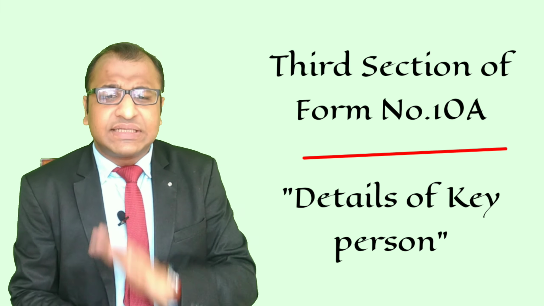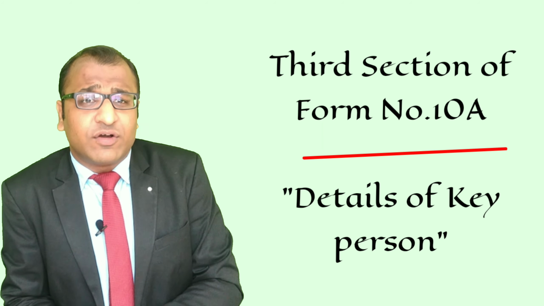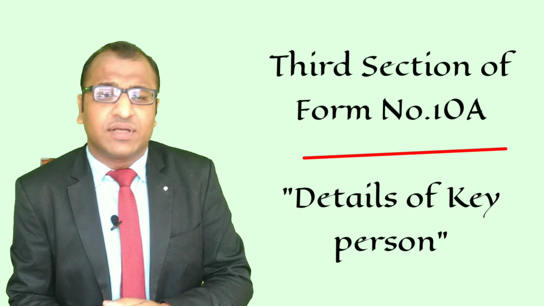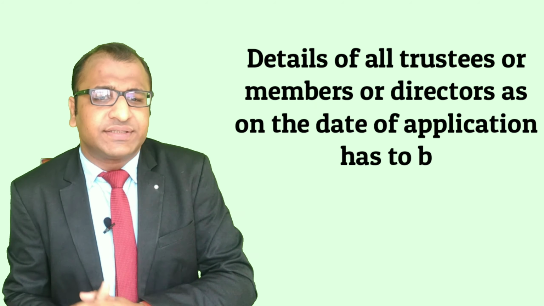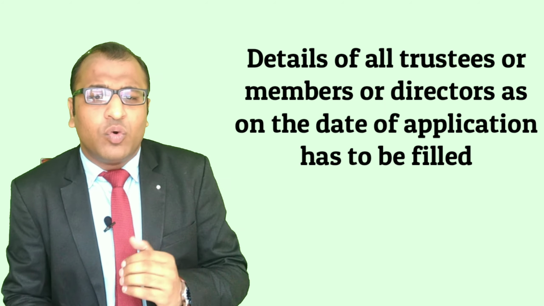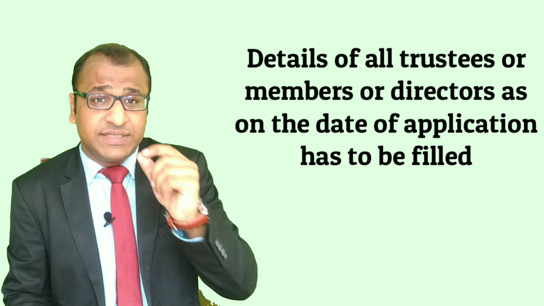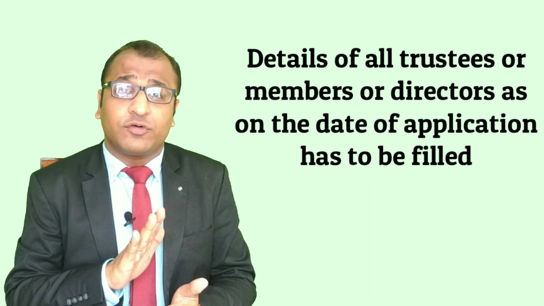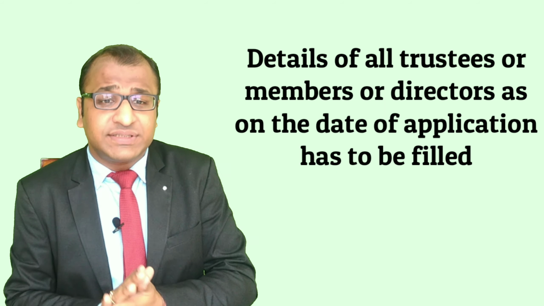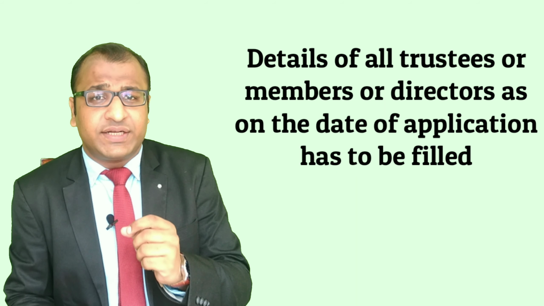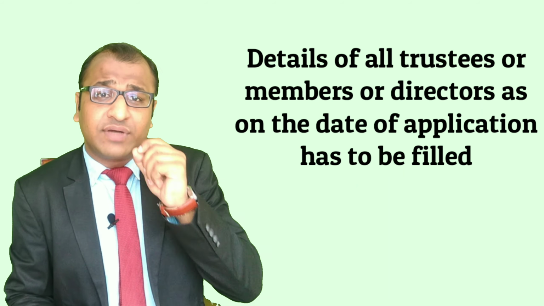Then comes the third section of the form 10A, which is the details of the key persons. The details of all the trustees or members or directors who are there on the board as on the date of application need to be provided. Please remember, the details of all the trustees, governing board members or the directors have to be provided which are available on the date of application.